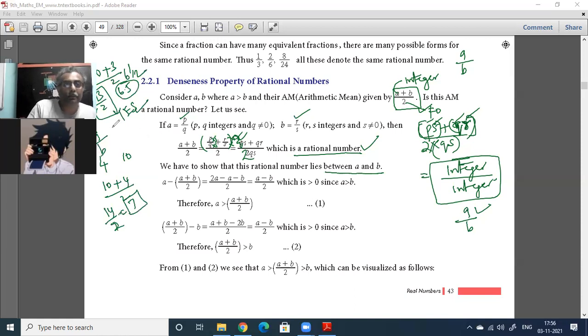But now what you have to prove is that it is lying between the points on the number line. 1, 2, 3, 4, 5, 6, 7, 8, 9, 10. So this is 10. This is 3. Make it 0. And we are going to say 6.5, so this is 6.5 or 13 by 2. We have to prove it is between 3 and 10.